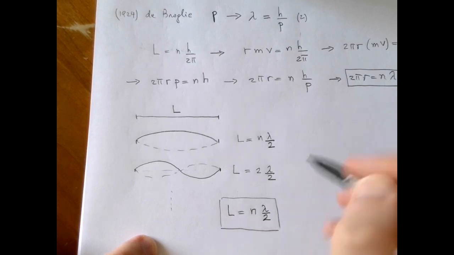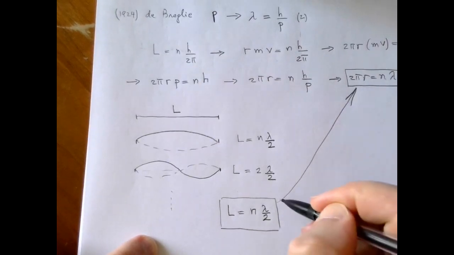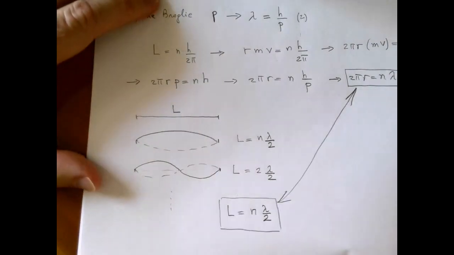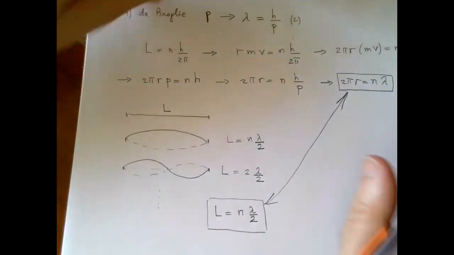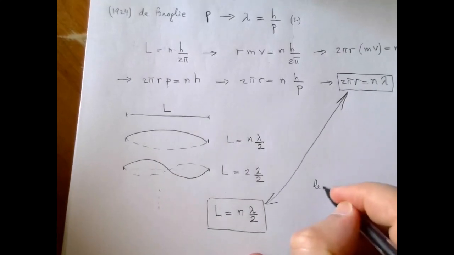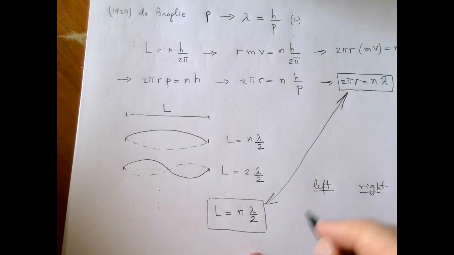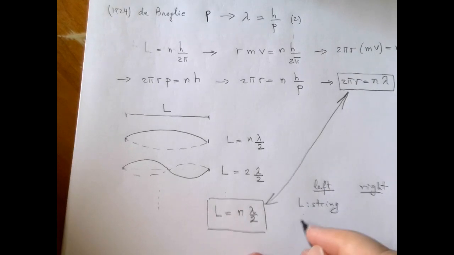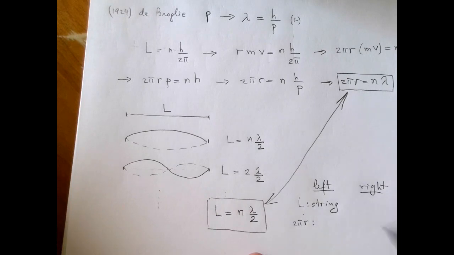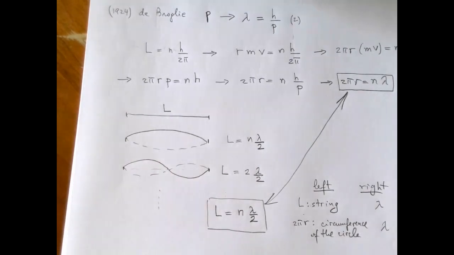Well, we can see the similarities between these two expressions. They both involve on the left hand side a length. For the left hand side, here we have the length of the string, while on the other side we have the circumference of the circle. While on the right hand side, in both cases, we have lambda.